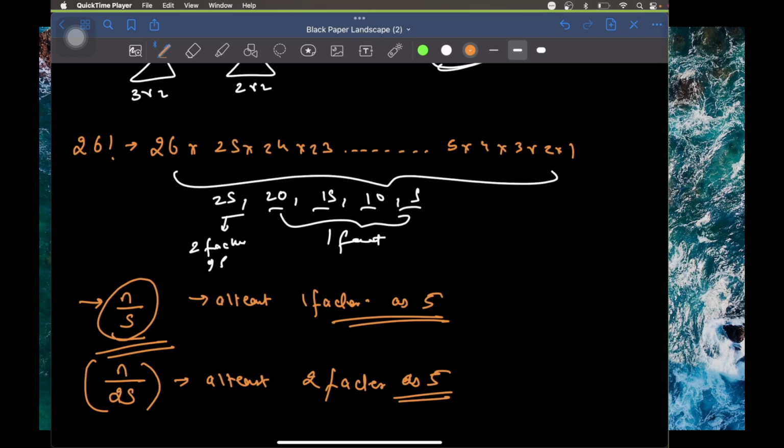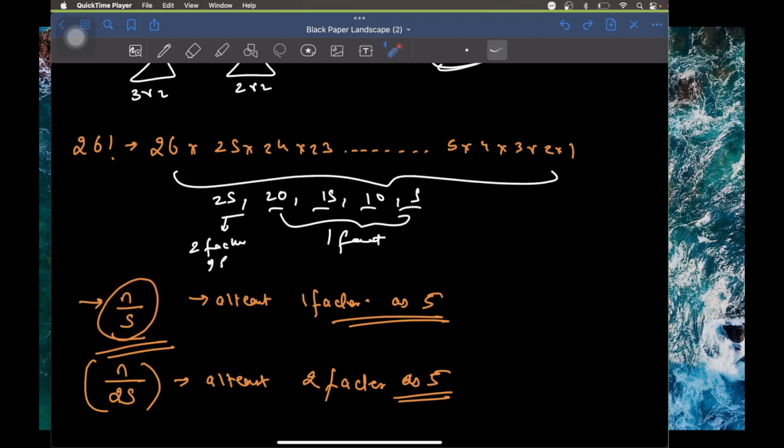Right. In 1 to 50, there will be only 25 and 50 which have at least two factors of 5. Or we should not even write at least, we should write at most. At maximum. Or yeah, at least makes sense for n by 5, because in this n by 5, we are also counting the 25.